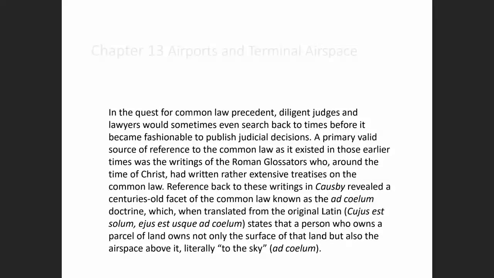In the quest for common law precedent, diligent judges and lawyers could sometimes even search back to times before it became fashionable to publish judicial decisions. A primary source of reference to the common law as it existed in earlier times was the writing of Roman glossators, who around the time of Christ had written rather extensive treatises on common law. Referring back to this writing, Causby revealed a centuries-old facet of common law known as the ad coelum doctrine, which, when translated from the original Latin, cujus est solum, states that the person who owns a parcel of land owns not only the surface of that land, but also the airspace above it, literally to the sky.